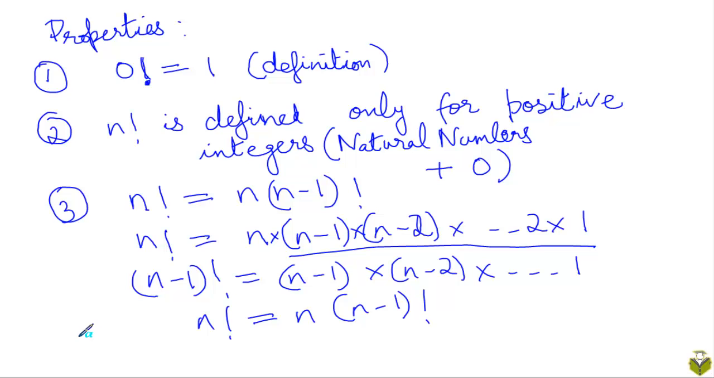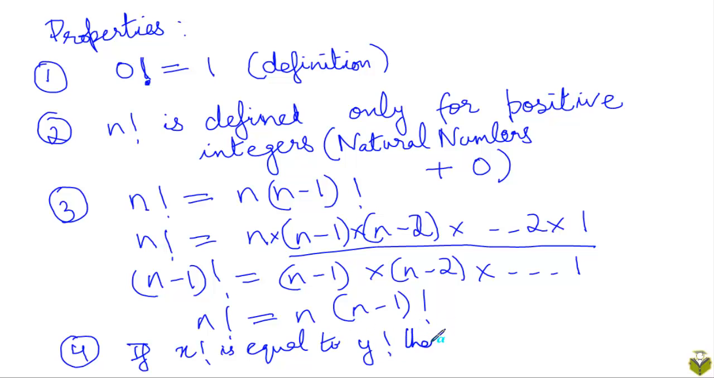And the last property is, if x factorial is equal to y factorial, then x is equal to y. Let us look at a problem so that you get familiar with this notation. It's a simple question actually. We just have to evaluate these three terms: 5 factorial, 7 factorial, and 7 factorial minus 5 factorial.